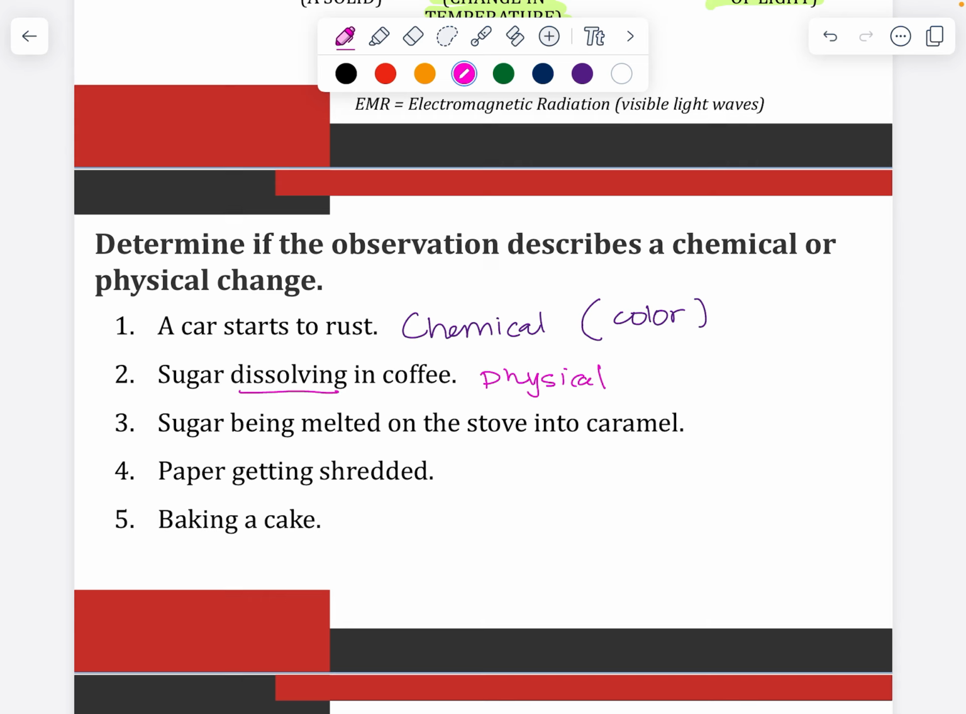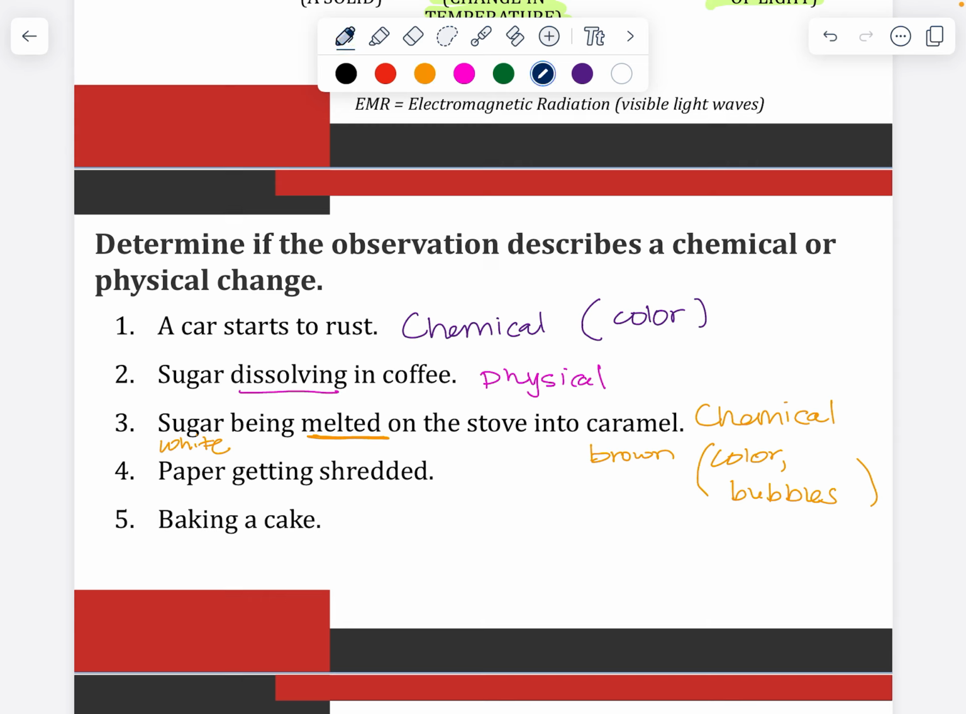Sugar being melted on the stove into caramel. So even though melting and having a phase change would be physical, if you have white sugar and then it changes into a brown caramel, that's going to be a color change. Often you also start to see bubbles. So we'll see a color change and those things will also start to bubble. So this would be a chemical change because you can never go back to just having regular sugar again.